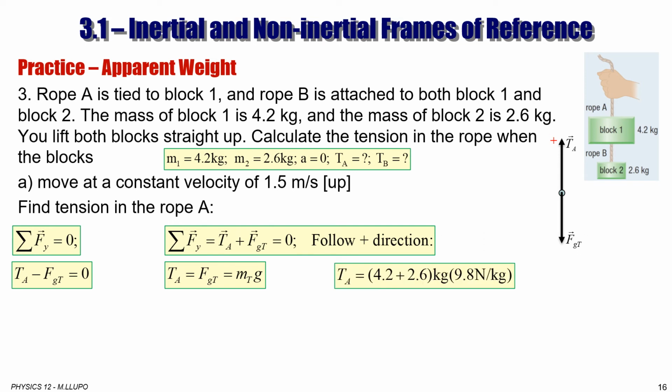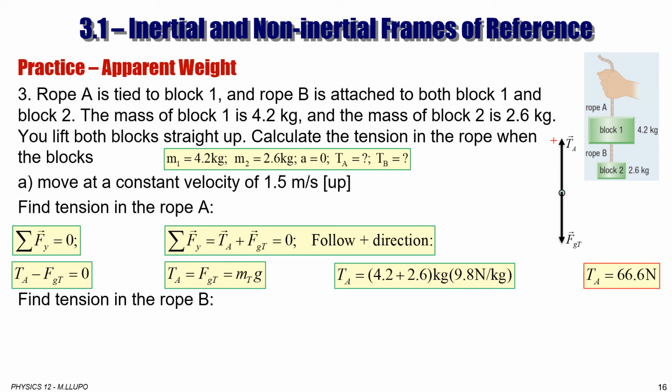And now TA is equal, total mass is equal sum of two masses, 4.2 plus 2.6. And g is 9.8 Newton per kilogram. So kilogram and kilogram cancel. So what we got, tension at A is 66.6 Newton.